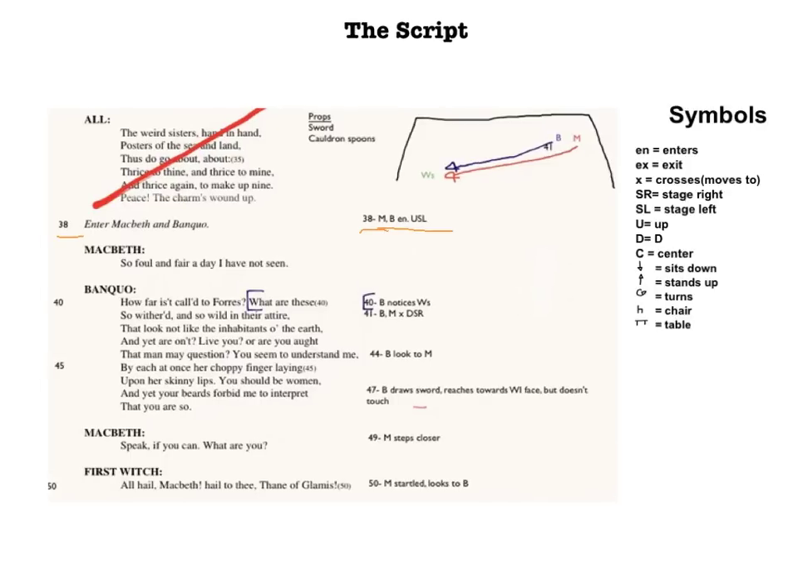On the right, I've included some symbols and shorthands that you can use in order to annotate your script. I've included a couple of diagrams for props like chair or table, but you can make up whatever ones you want to, provided you give me a legend so I know what each thing represents.